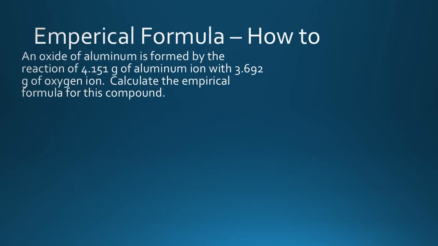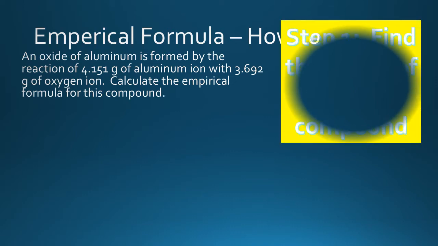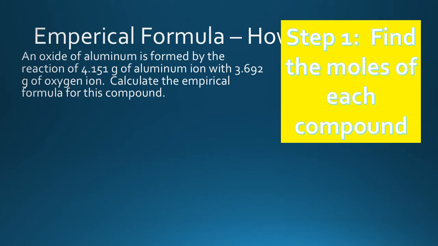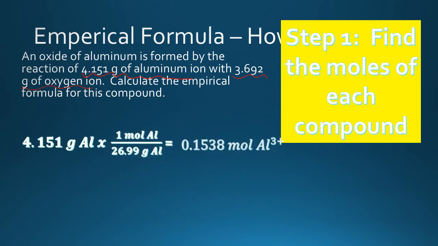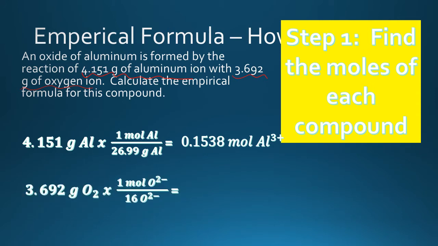Now we're ready to actually tackle how to find an empirical formula given a whole big bunch of data, step by step. The first thing we need to do is find the number of moles of each thing that was given to us in this compound. So here I have grams of aluminum and grams of oxygen. Pause the video and see if you can find the number of moles of each. There we go. We now have the moles of each ion in the compound.